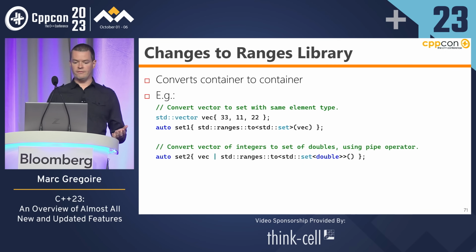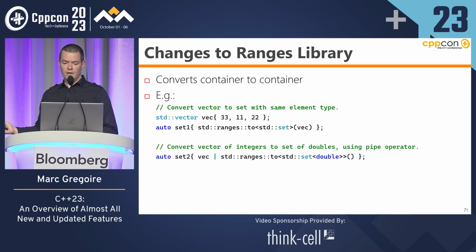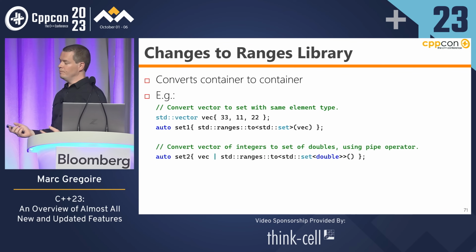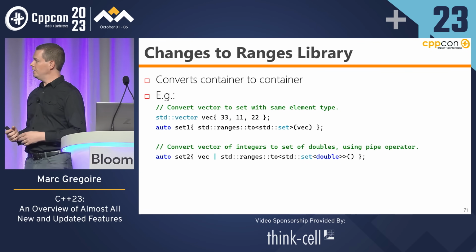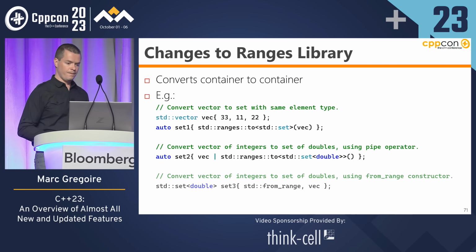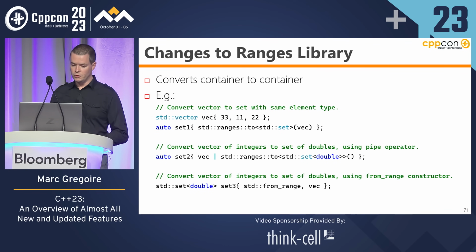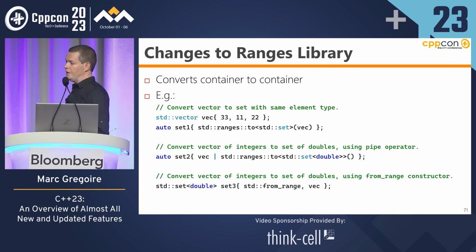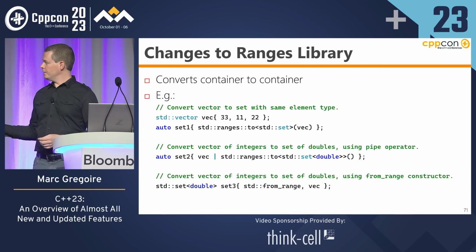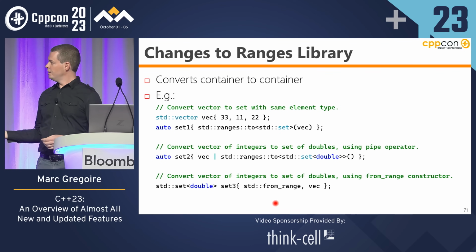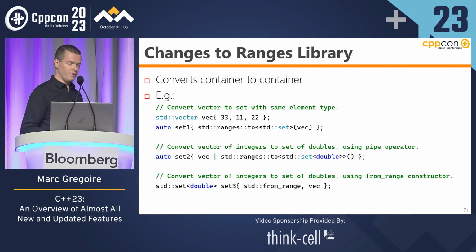Another example, you can use the pipe operator of ranges. So here I also have my vector of integers. And in this case, I'm piping it to range 2 for a set of doubles. So with this one statement, I'm converting my vector of integers into a set of doubles. This is a third way. You can also use range constructors that have been added to all containers. And here you use the fromRange tag as the first parameter to your constructor. So I'm calling a constructor of set of doubles, and I'm passing it a vector of integers.